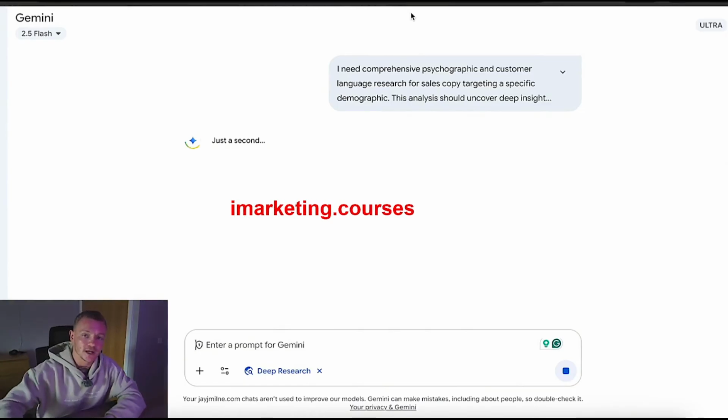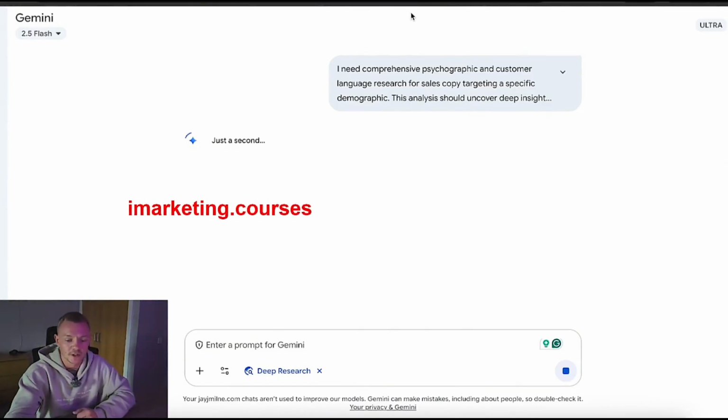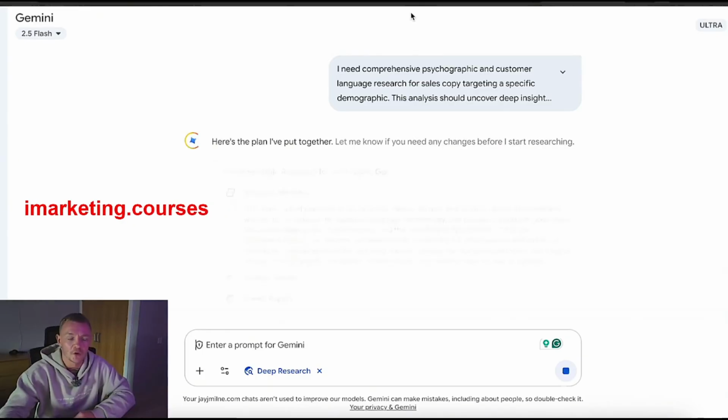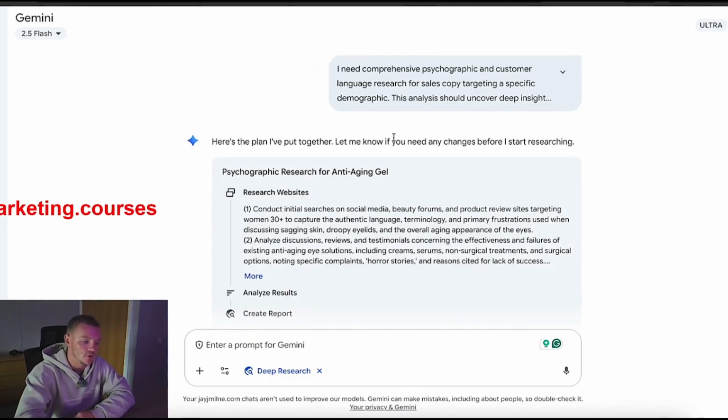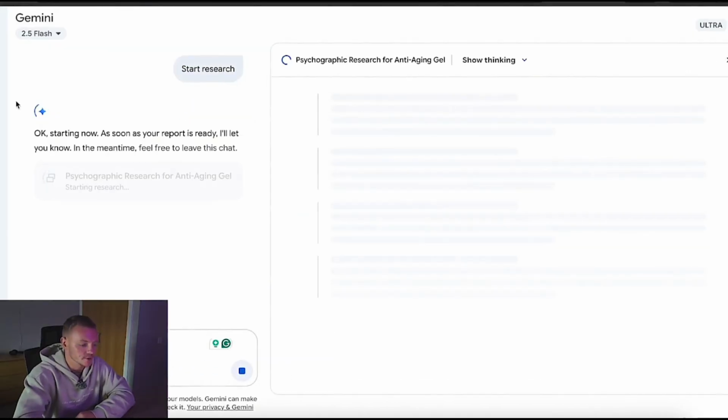So I'll probably pause this once we get going, and then we're going to have a little read through and see what we've got. And like I said, further on in the lessons, we're going to put all of this into what I call our brief, which is the main document that we use for writing copy. So I'm going to go ahead and start research there. That's going to go and do its job, and we'll come back and see what it's done for us.